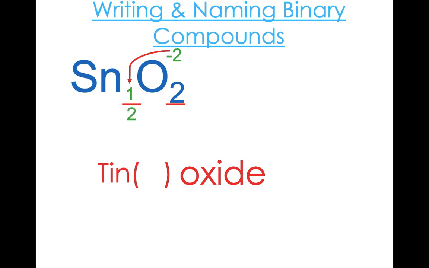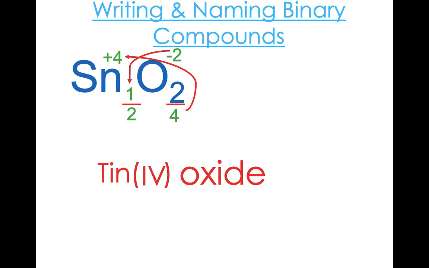Currently, right now, I'm seeing a 1-to-2 ratio. What does that equate to? I'm seeing a 1-to-2 ratio instead of a 2 to what? What's equivalent? 1 to 2 equals a 2 to 4. So the original charge on the tin was a 4. So that makes this tin 4.